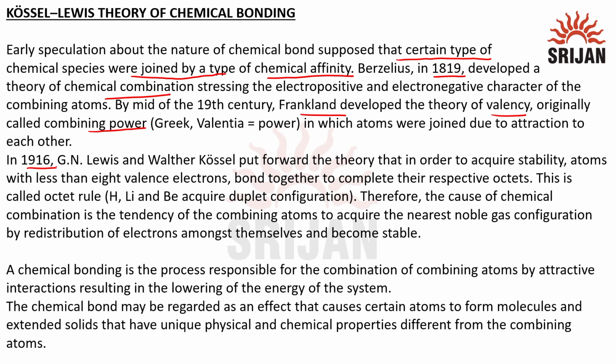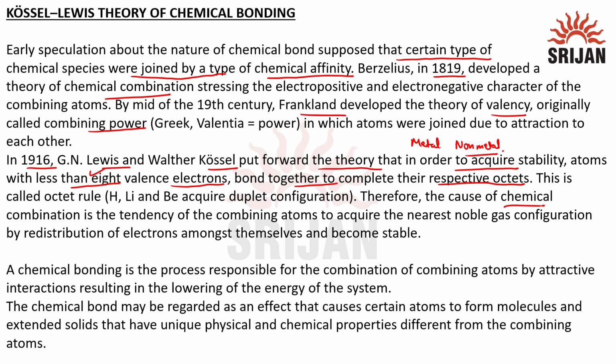After that, in 1916, Lewis and Kossel put forward the theory that in order to acquire stability, an atom with less than 8 valence electrons bonds together to complete its octet. It may be a metal or maybe a non-metal. It only states that the elements having less than 8 valence electrons will undergo combining or bonding, right?